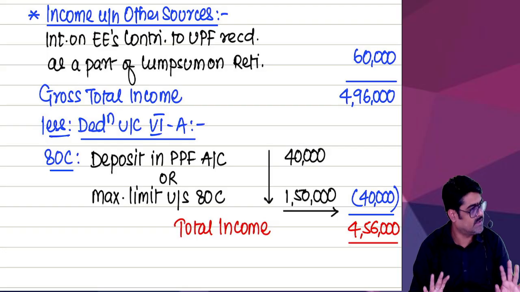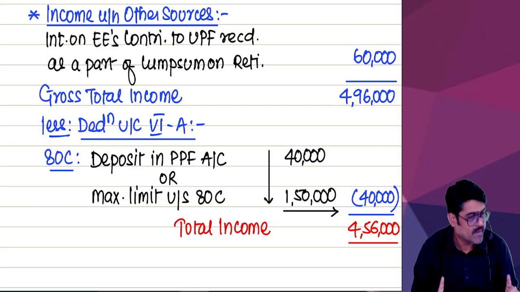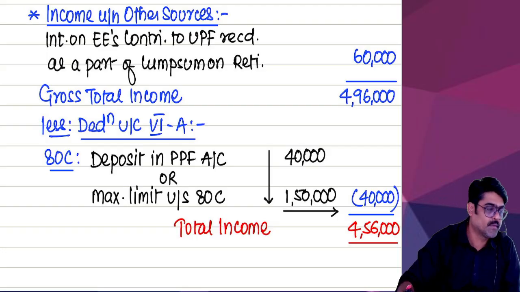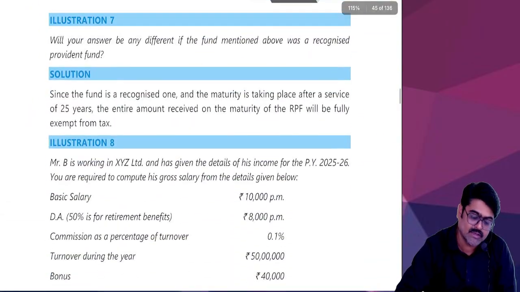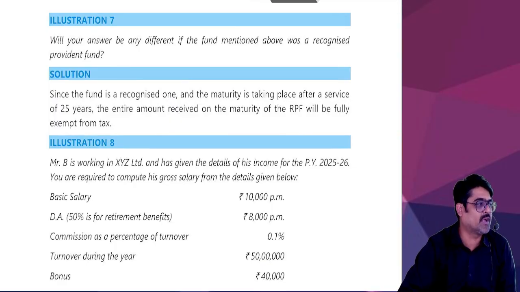Question number 6. Easy? Understood everyone? Come to question number 7. In question number 6, instead of UPF, if the provident fund was RPF, what would have been the tax treatment?